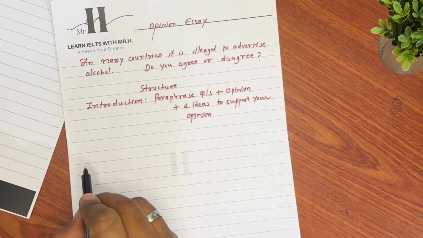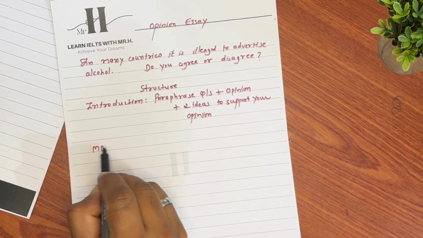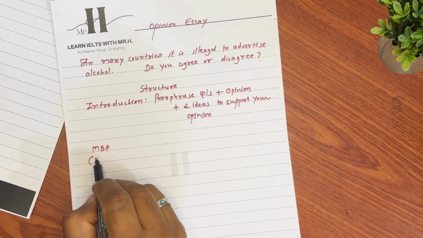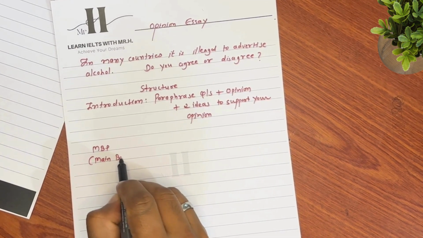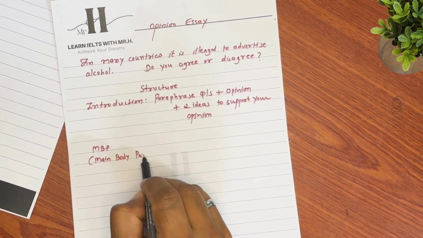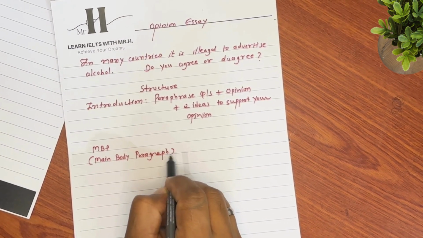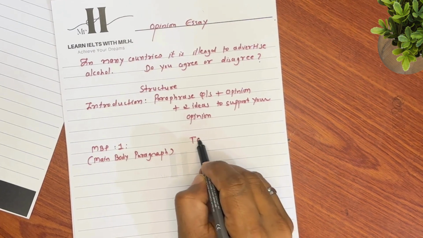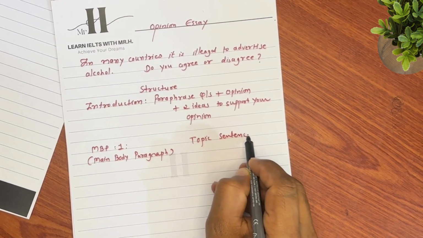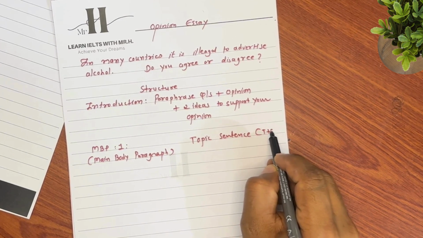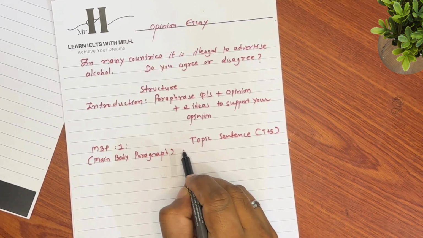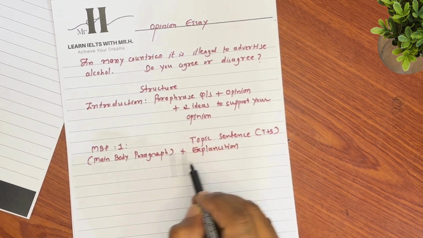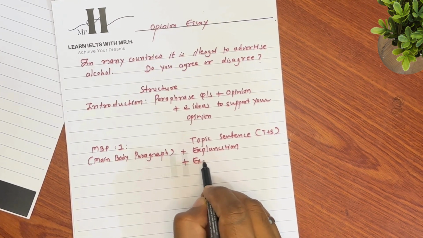It's time to understand the structure of the body paragraphs. We are going to write two body paragraphs, and both will have an identical structure. First, we are going to start with the topic sentence. The topic sentence is the main sentence of the paragraph, on which you are going to explain. You are also going to give an example to prove the topic sentence is true.